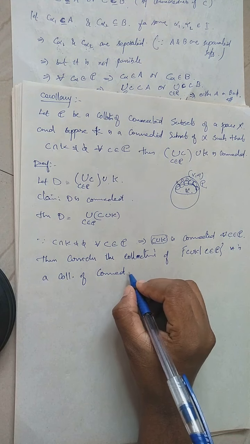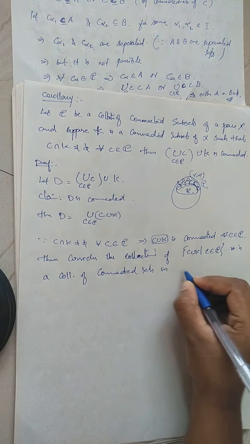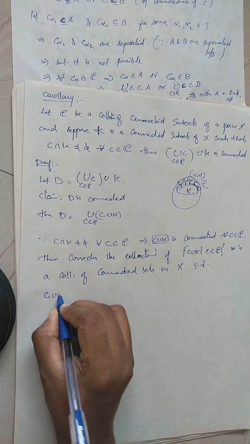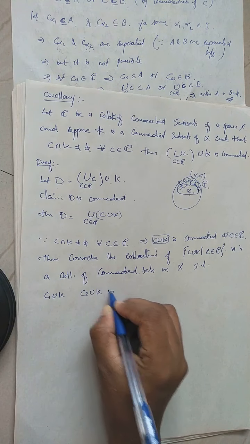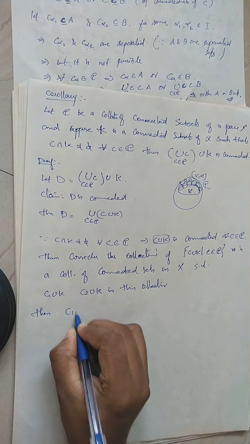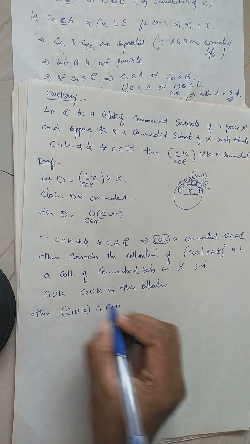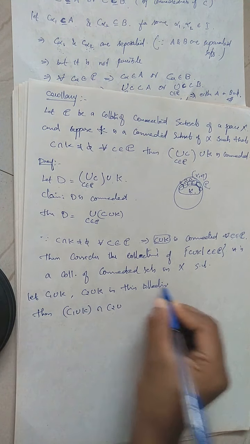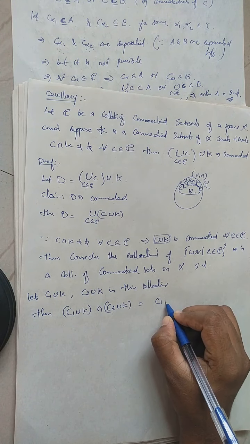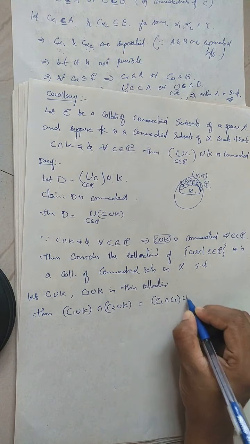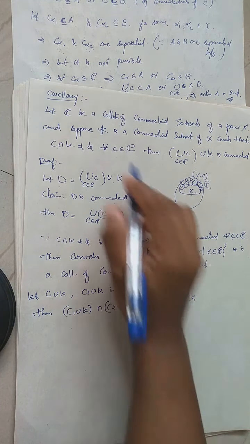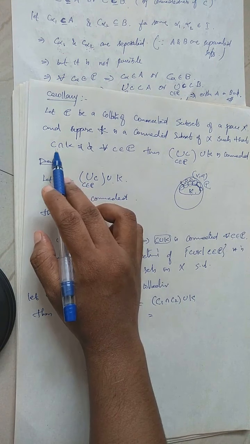It is a collection of connected sets in X such that if you consider some C1 union K and C2 union K in this collection, then what is their intersection? That intersection is C1 intersection C2 union K. And this K is always intersecting with every element of the collection, right?